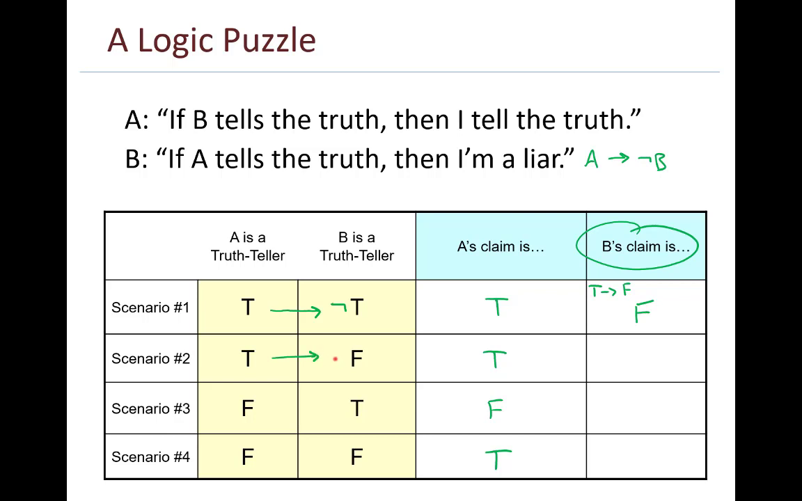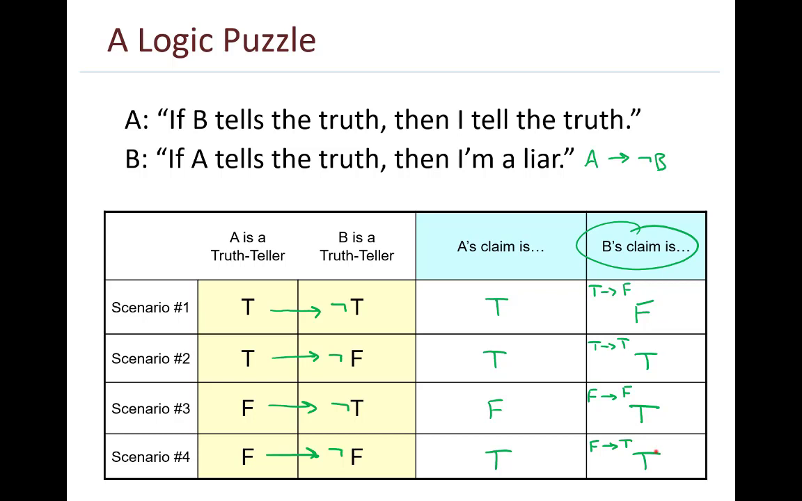How about true implies not false? So true implies true. That is a true implication. False implies not true. So false implies false. False implies false is a true implication. And lastly, false implies not false. So false implies true. That is also a true statement.